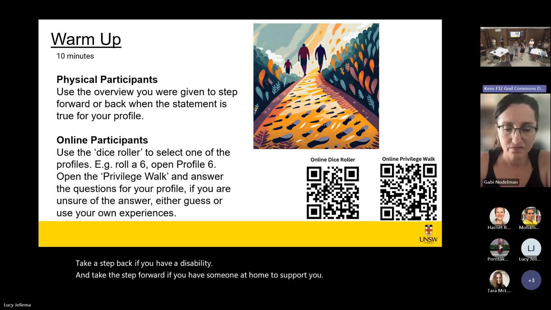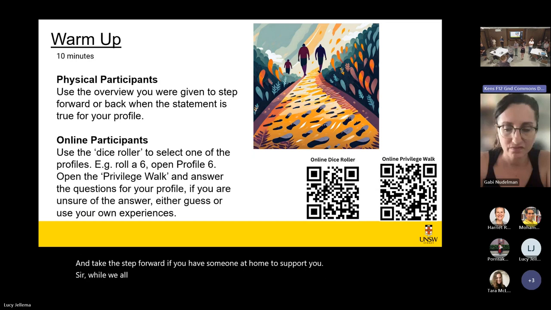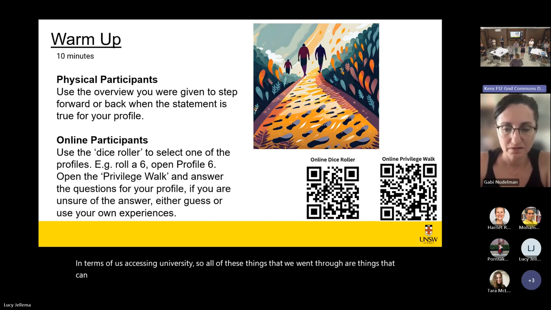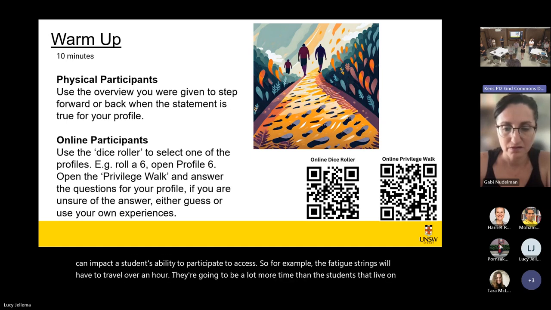So while we all started in the same place, we can see we are very much spread out and a little bit squished over there, in terms of us accessing university. All of these things that we went through can impact a student's ability to participate and access. For example, students that have to travel over an hour are going to be a lot more tired than the students that live on campus and just walk to class.